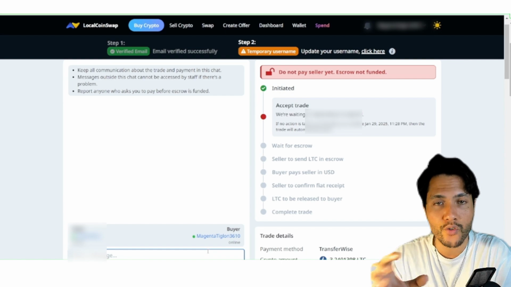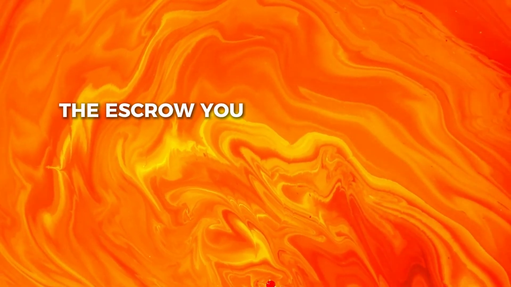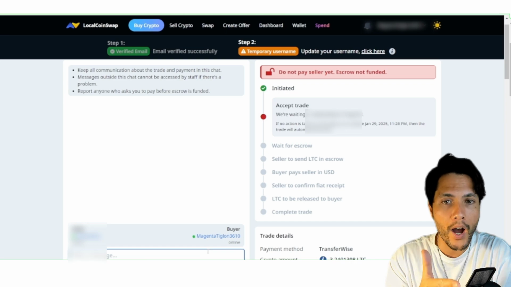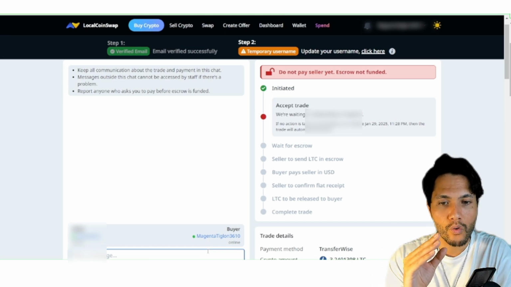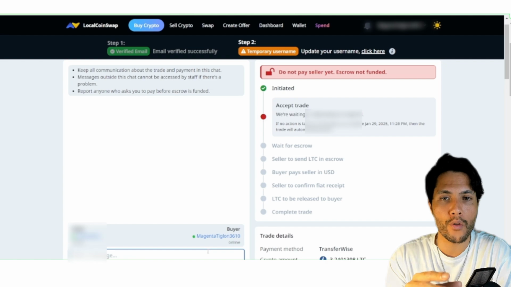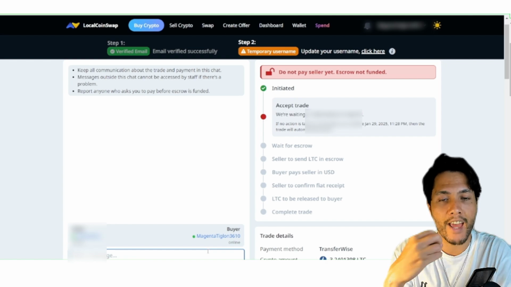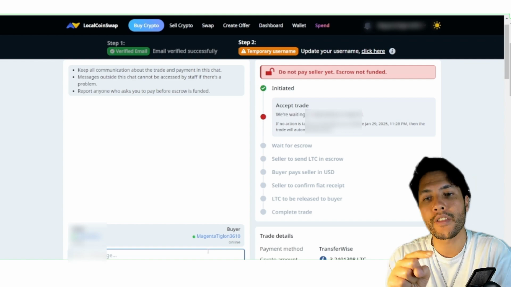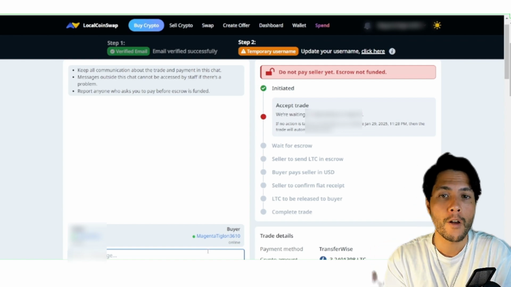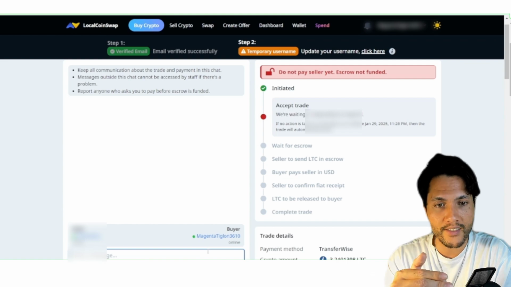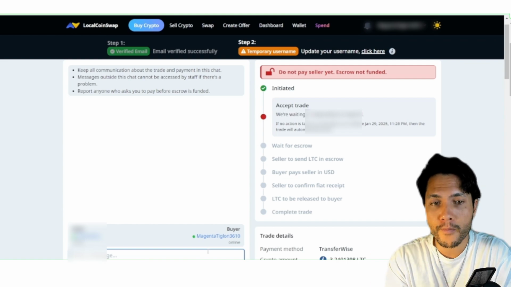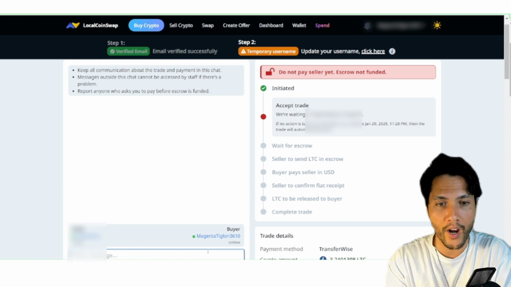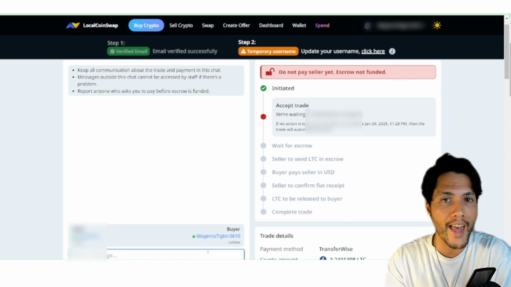So that's what the escrow mechanism is. You could consider it like a third-party wallet that sits between the buyer and the seller, and this makes it so that the seller has to put his funds down first into this third-party wallet, and then once it's there, the buyer can feel safe to send the funds to the seller. And then once the seller confirms that the funds have been received, the funds in this third-party escrow wallet will go to the buyer, and it's easy.